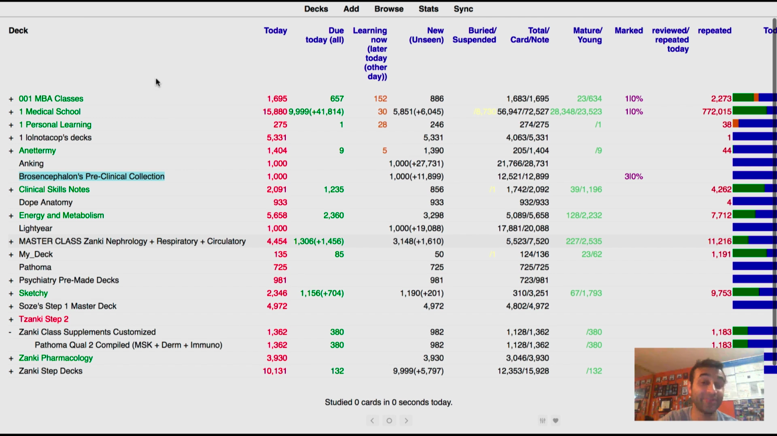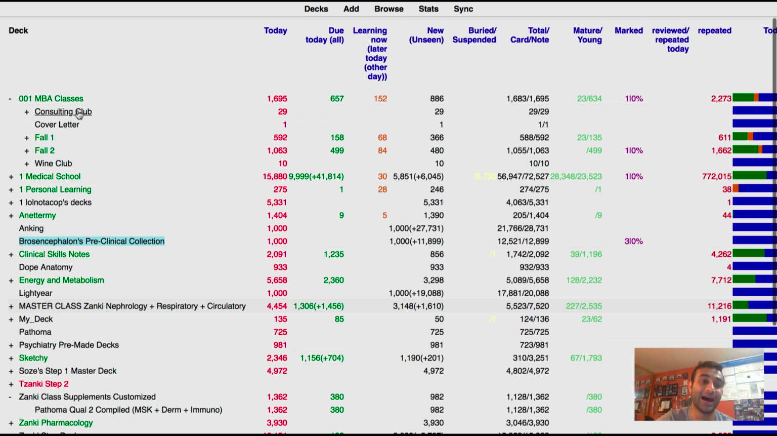But I still have been making a bunch of Anki cards because, as you may know, making flashcards can actually help you study. So right now I'm in my MBA school, and that often means I do classes related to my MBA, and so I make Anki cards related to them. So for example, I actually have a lot of consulting stuff here.